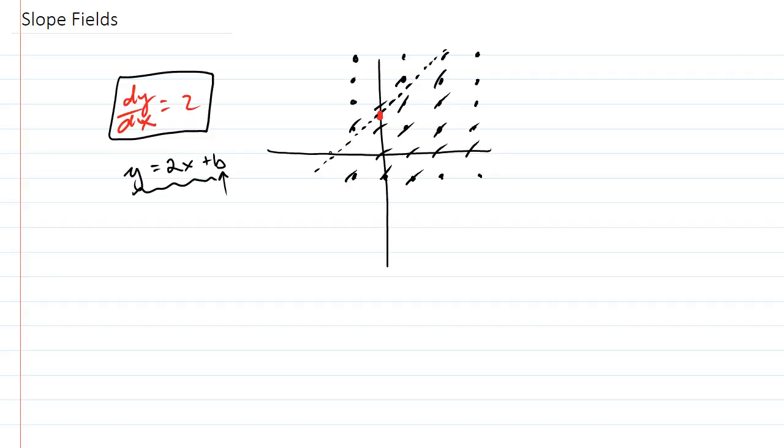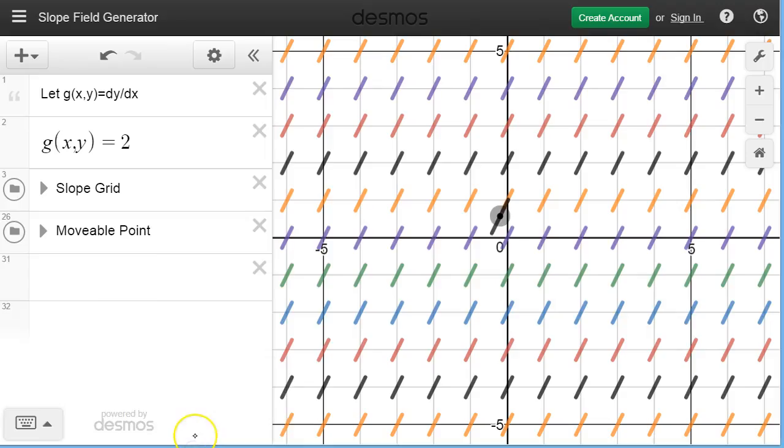So instead of me trying to draw the situation, let's go over to Desmos real quick, where I have found a slope field generator. And I have the same exact situation where the derivative function is just 2 everywhere. So what does this mean? Every grid line is going to give you a slope of 2. If I slide my point around, even in between, it's calculating the slope at that particular spot, and it's always 2.